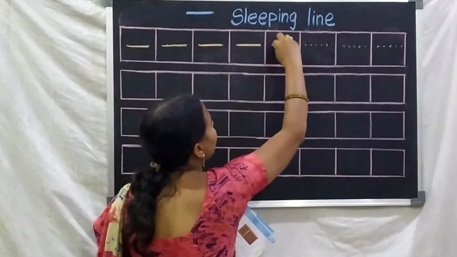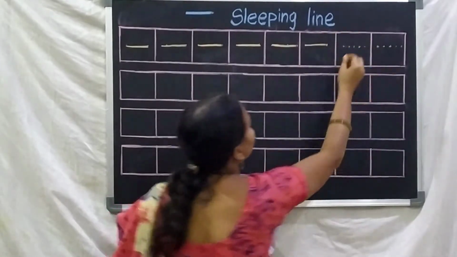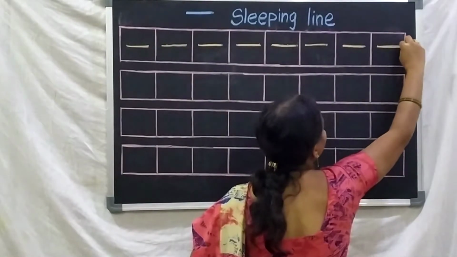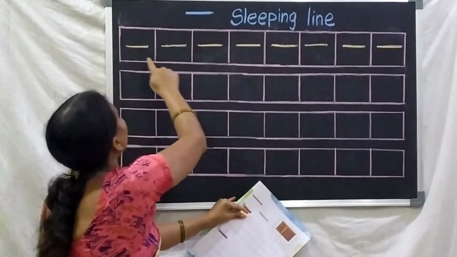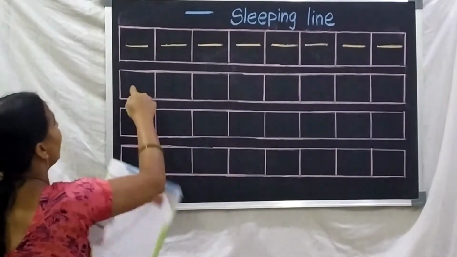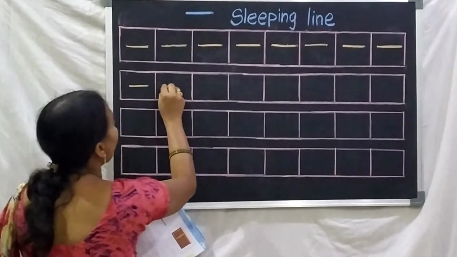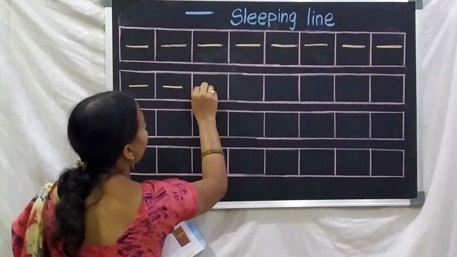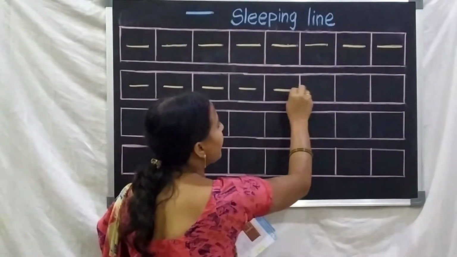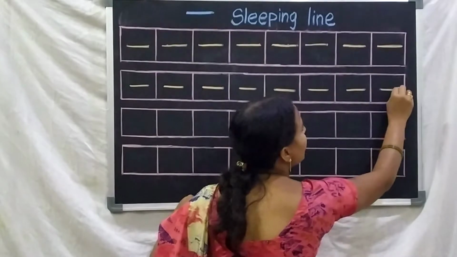Sleeping line. Join the dots. Completed one line. Next, go to the next line. Same sleeping line. Read and write neat. Sleeping line. Every time you should read and write.